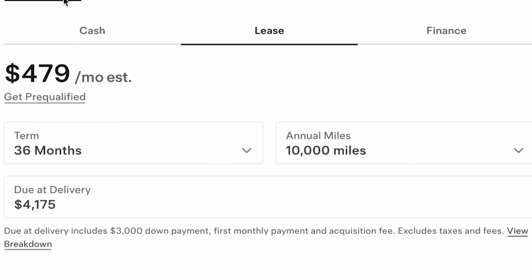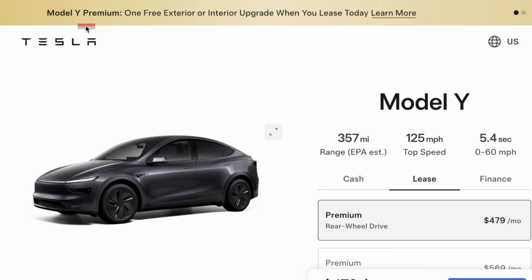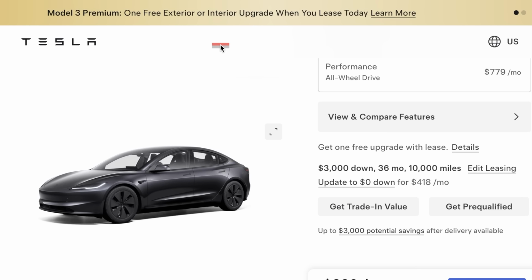Tesla has some new lease incentives for the Model Y in the US. The lease rate is down to $479 a month, down from $529 before. And on the Model Y Premium, you get 1 free exterior or interior upgrade when you lease. And for select models, the financing rate is down to 1.99%. And similar incentives are available for the Model 3 as well.